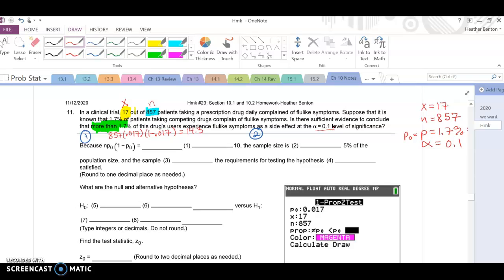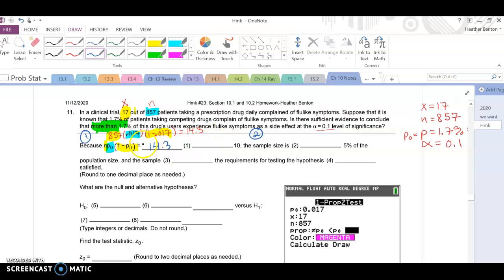All right, so the first thing that it asks us to do is make sure that we have met the criteria for this being normal so that we can even do this z-test, because if it's not normal, none of this is going to work quite like we want it to. So here I have my N, and I'm just plugging this into the formula times P naught, which, 1.7% as a decimal, is 0.017, times 1 minus 0.017. That's this part of the formula, and that came out to be 14.3. So that's my first blank.